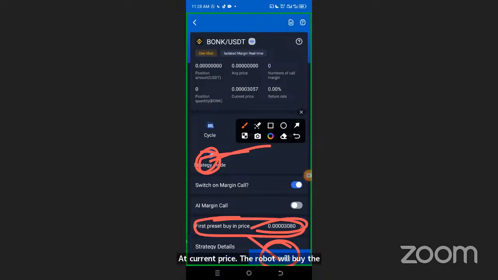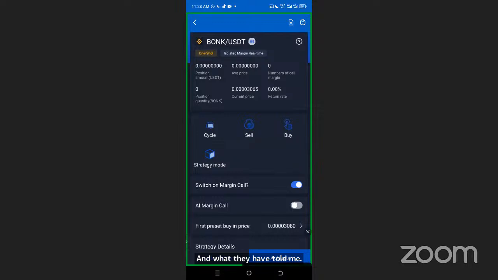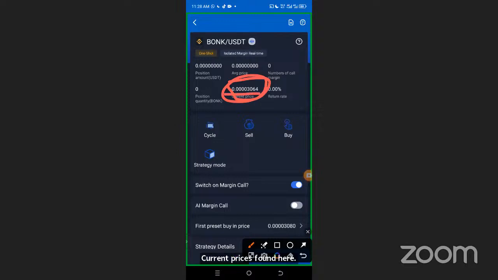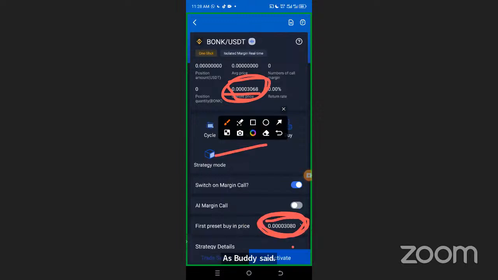But if you are not sharp, you know that I'm not sharp. I'm very good at forgetting what they have told me. This is the current price. Current price is found here. Get this price, put it here as preset. Change the mode and click on activate.